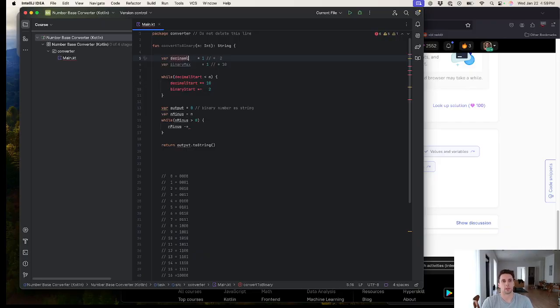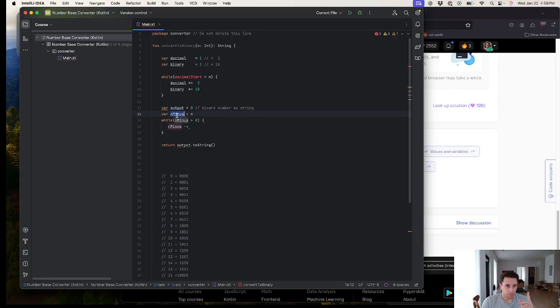So decimal and then binary. Binary is the right side, decimal is the left side. So this is decimal, this is times equals 2, and this is binary, and this is times equals 10. I wonder if this is powers. Is that what I'm doing? Whatever.